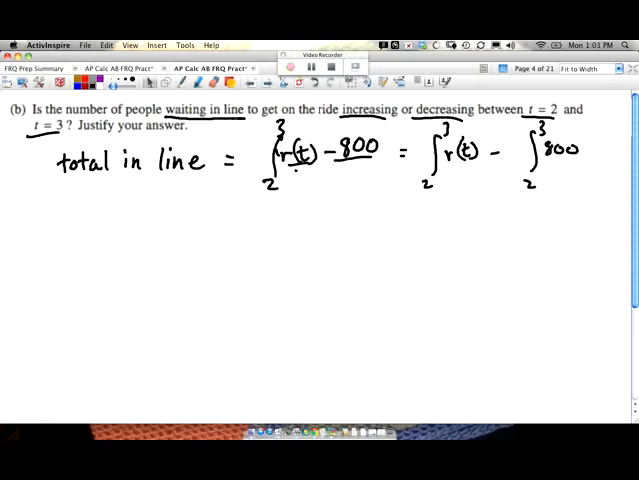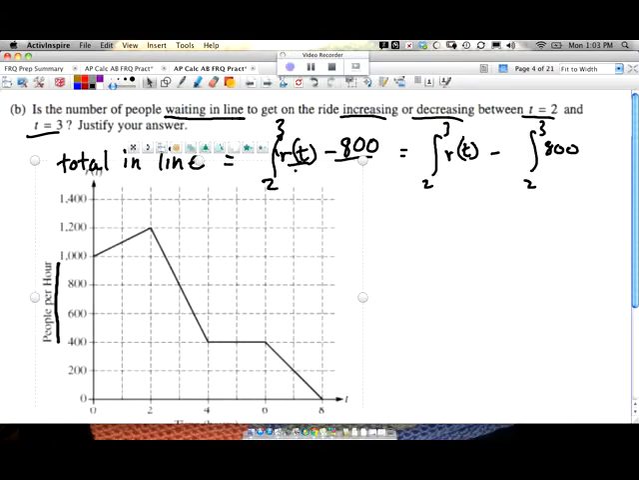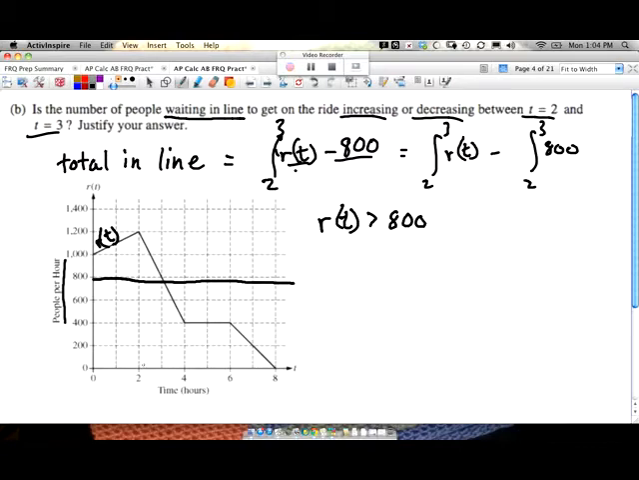So how do I interpret this visually? That, I think, would be easiest. So let's take a look at the picture, the graph here. So here's our graph. And here's the people going out. It's just a constant rate. And if you notice, my rate here, r of t, is greater than 800 over the interval from t equals 2 to t equals 3.